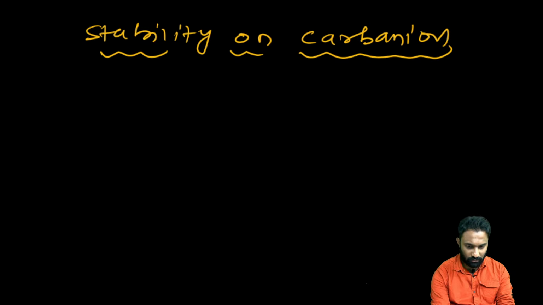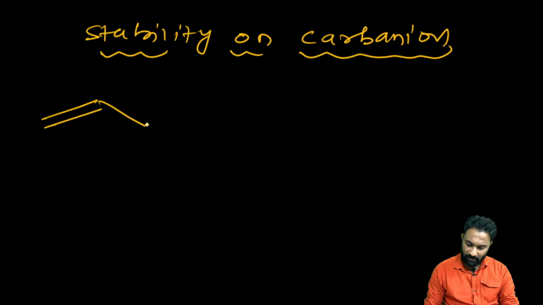Now, stability of the carbanion. In the stability of the carbanion, suppose any carbanion they have given, here it is a fluorine one. Now how will the stability of the carbanion be explained?